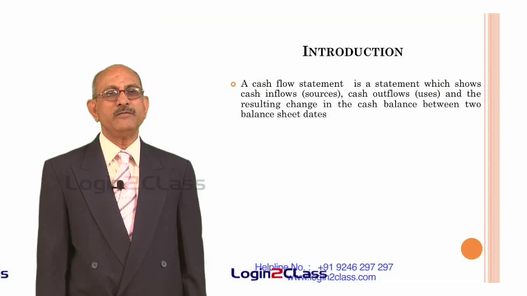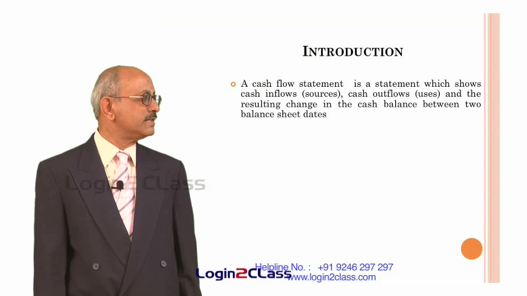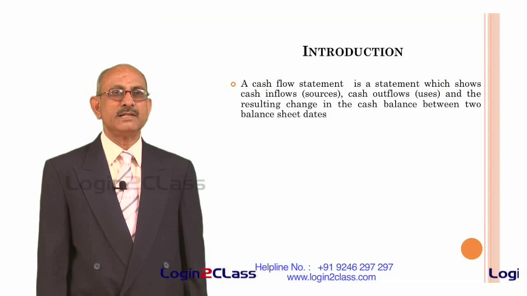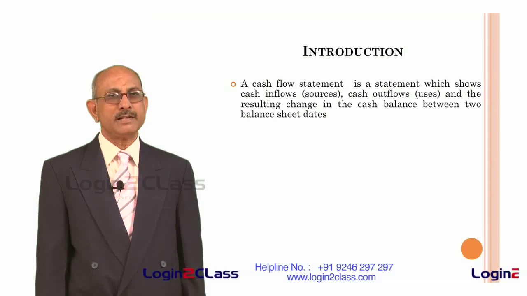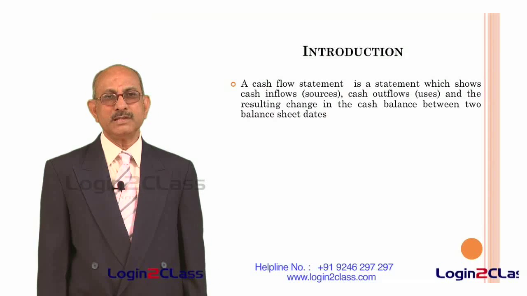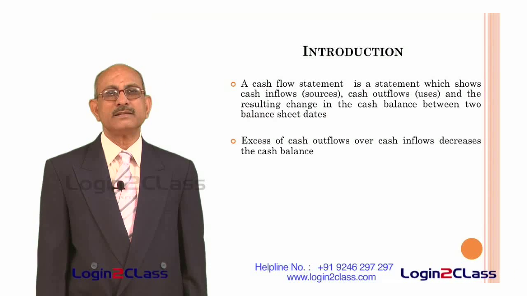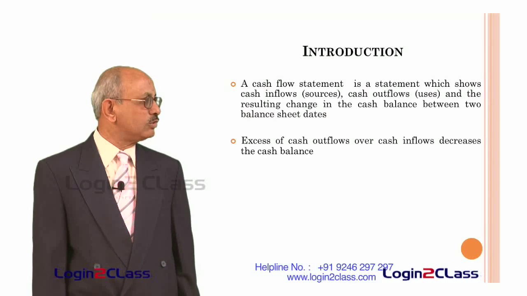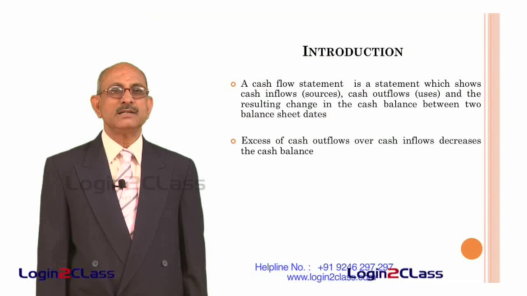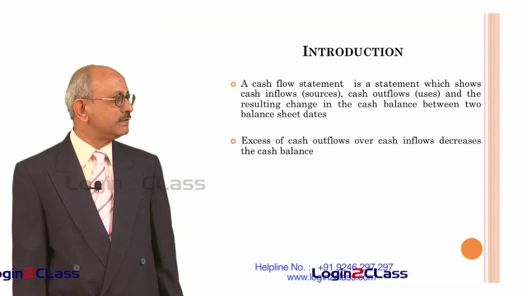That means, normally we try to consider the cash inflows and the cash outflows between two balance sheet dates, that means during a particular accounting period. And what it does is, it tries to match the cash balance at the beginning of the period with the cash balance at the end of the period. That means, if the cash balance has gone up during that period, it means that the excess has come from the net of cash inflows over the cash outflows. If the cash balance has gone down, it means the decrease is on account of cash outflows being in excess of cash inflows to that extent.